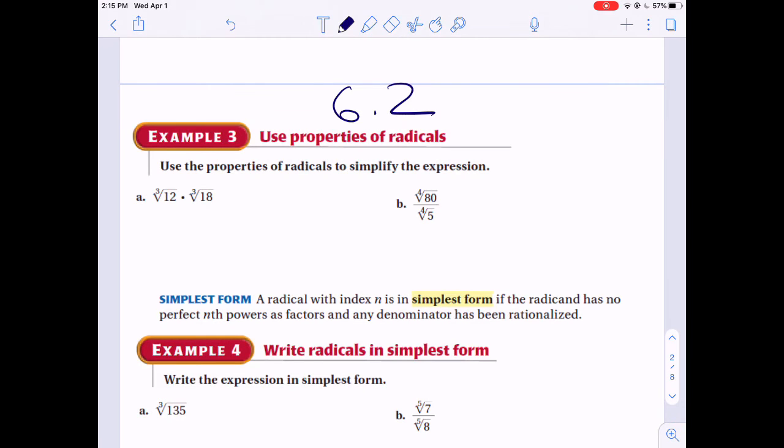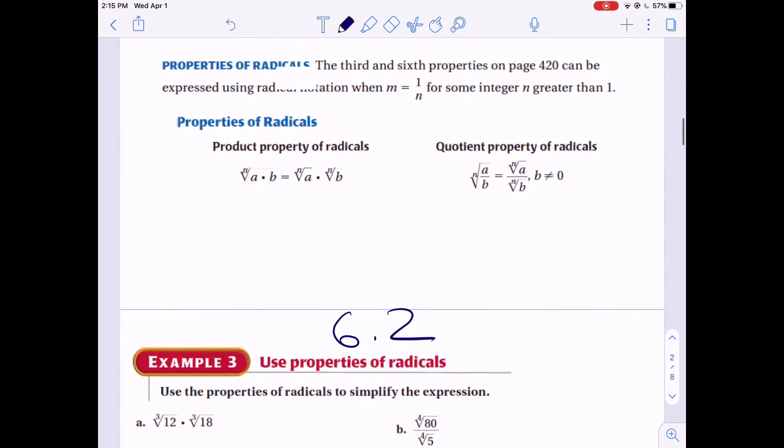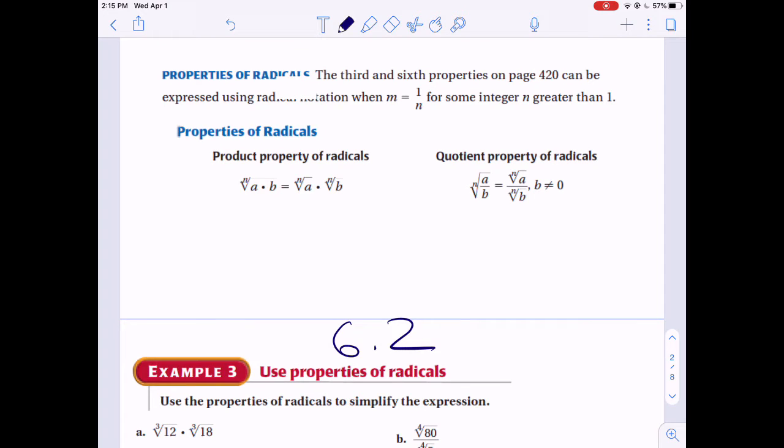Welcome back to section 6.2, working with rational exponents that are fractions this time. So if you go to, I think it's the second page, very bottom of the second page, we talk about the properties of radicals, the product property and the quotient property.